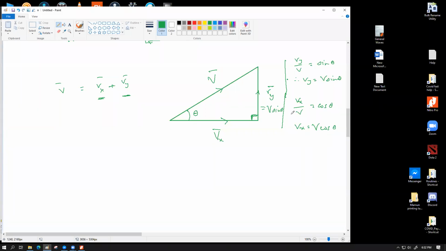What is the maximum value for sine theta? 1. Minimum? Minus 1. Beautiful. Magnitude wise, minimum? 1. No. Magnitude wise, what is the minimum?